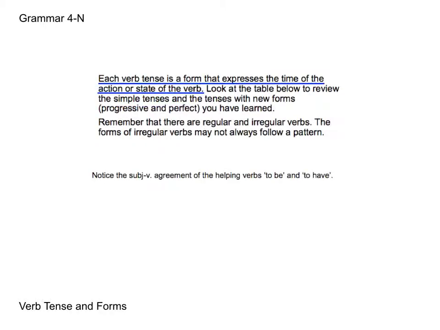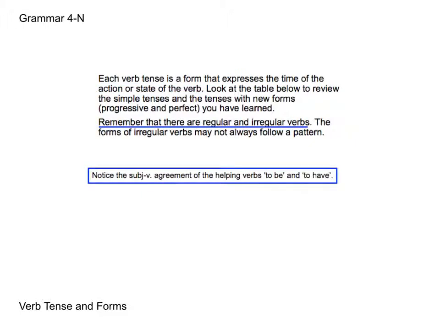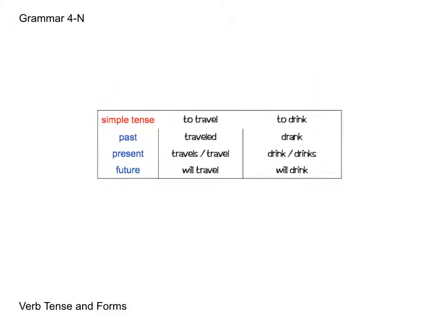Each verb tense is a form that expresses the time of the action or state of the verb. We work with regular and irregular verbs, and of course we need to make sure that whatever we're doing is appropriately agreeing with the subject, whether it's the helping verb agreeing with the subject or the simple tenses agreeing with the subject. So speaking of simple tenses, don't forget about those. We've learned a lot, but these are still important pieces of grammar to remember.